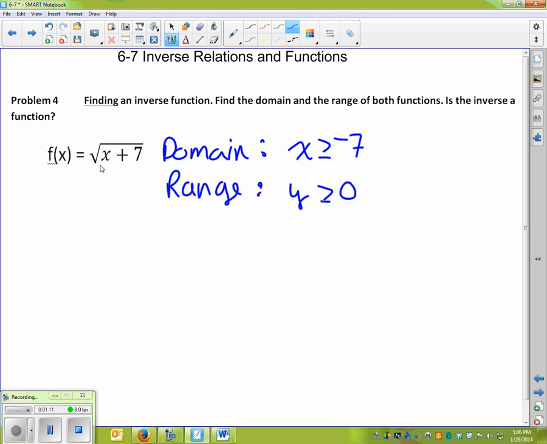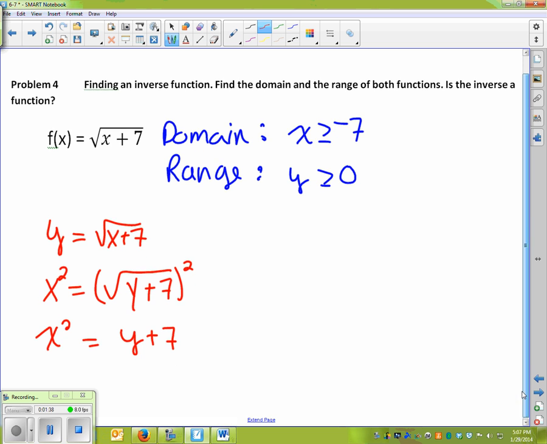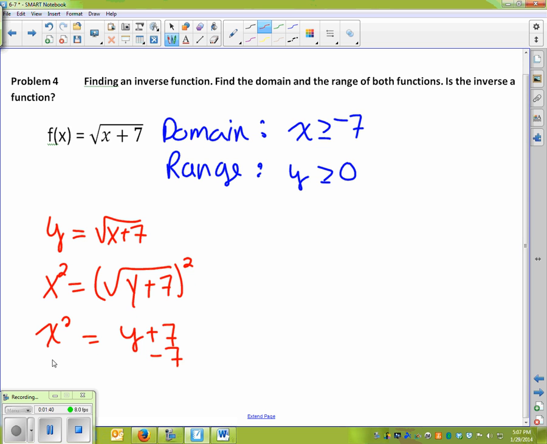Now let's find the inverse. f of x is the same thing as saying y equals the square root of x plus 7. I'm going to switch the x and y around. To get y by itself, I first need to square both sides. So x squared is y plus 7. I'll then subtract 7, which gives me my inverse function. y inverse is x squared minus 7.